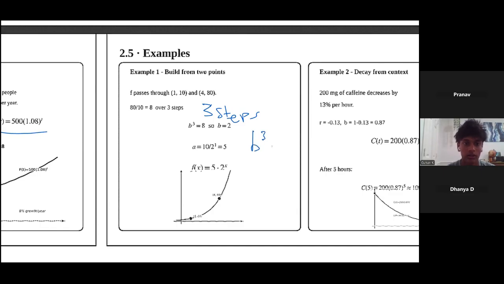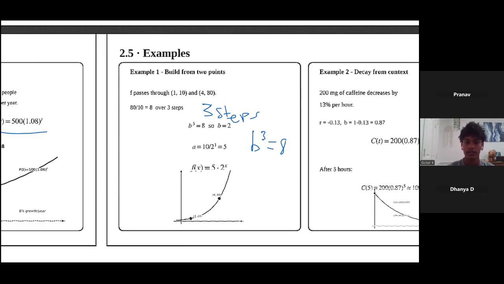equals 8, and we get 8 from dividing 80 by 10 because it's our ratio, right? Normally, when we look at quadratics and stuff like that, we look at addition and subtraction. Here on exponentials, you want to divide. So 80 divided by 10 gives you the ratio of 8. So over 3 steps, it multiplies by 8.